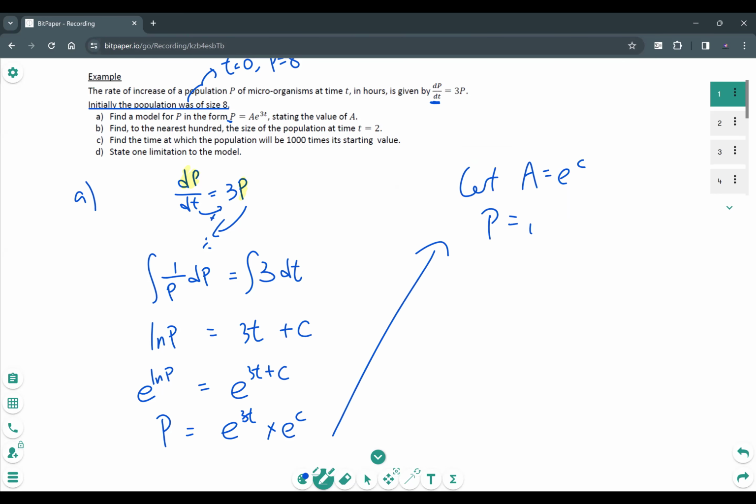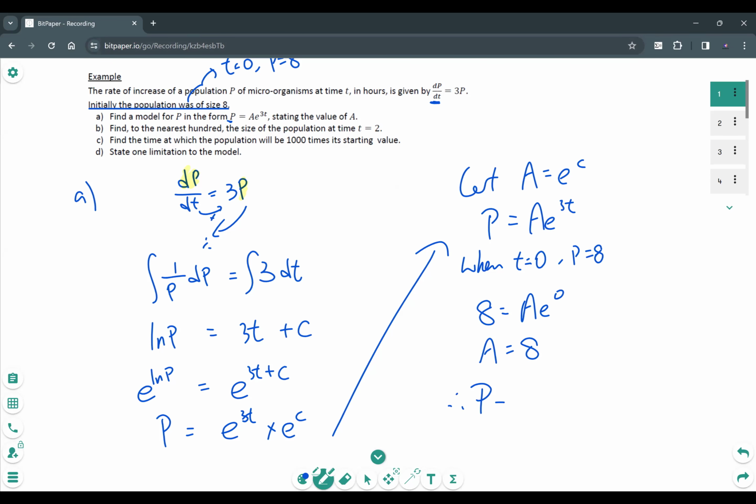Therefore, P equals A e to the power of 3t. When you find the value of A, that's when we have to use the boundary condition: when t is 0, P equals 8. So substitute in there. 8 equals A e to the power of 0. e to the power of 0 is 1. So it's 1A, so A equals 8.